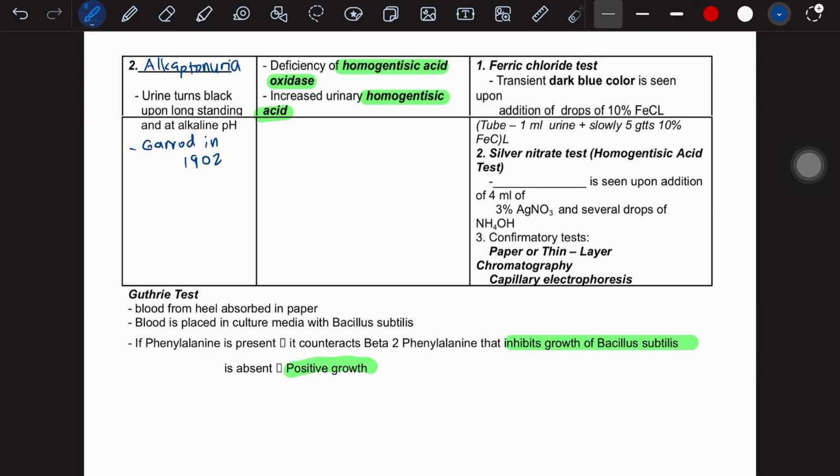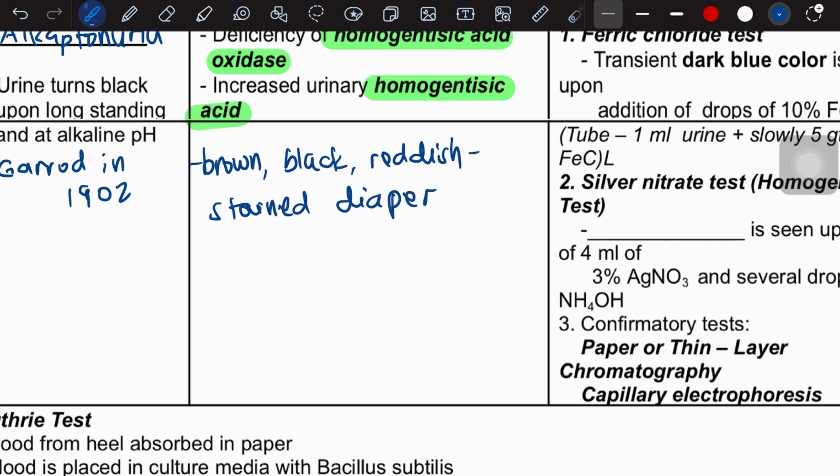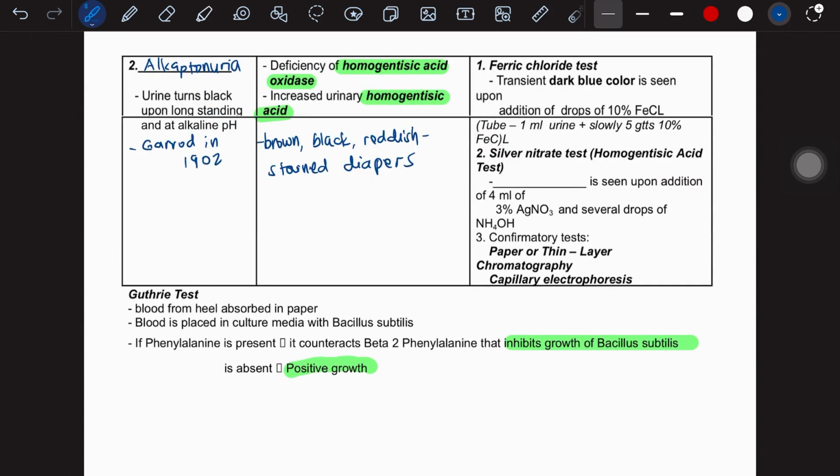So, please also write this one. There is an observation of brown, black, or reddish stained diapers have been reported. So, kani siya, please ko timaan since we will be encountering another na pod later. So, for alkaptonuria, there is an observation of brown, black, and reddish stained diapers have been reported.